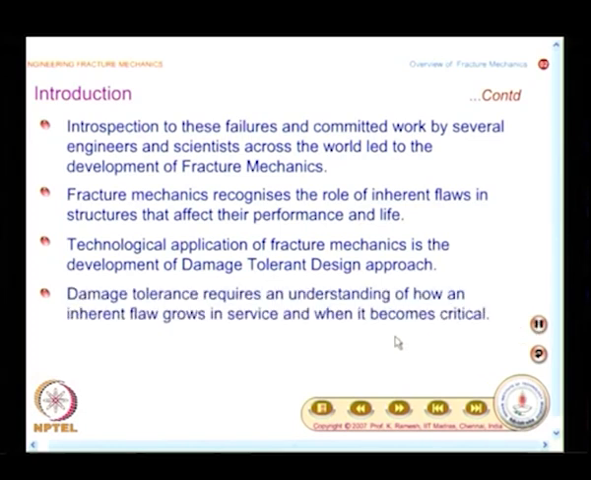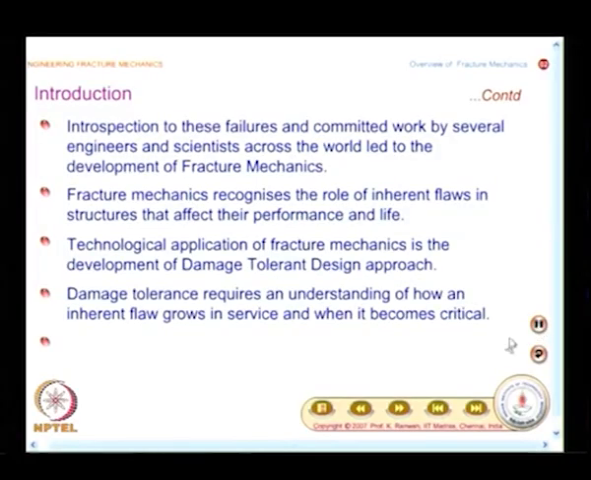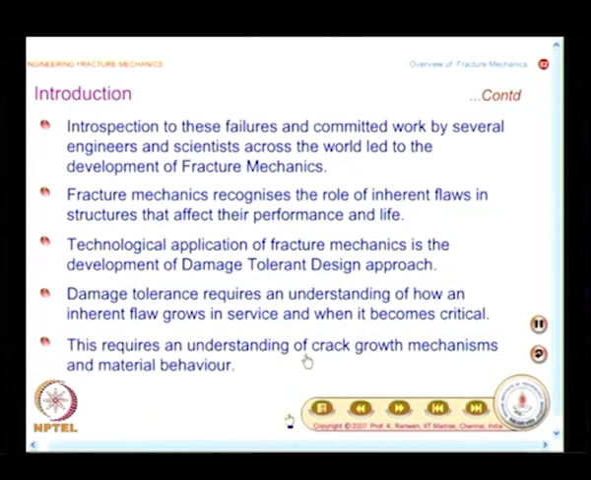So, if I have to have damage tolerance, it requires an understanding of how an inherent flaw grows in service and when does it become critical. So, you need to collect a lot more data, you need to have a better understanding of how the crack will grow in service and at what periodicity you have to go and inspect. You have to collect this kind of data before you embark on the damage tolerant design approach. And obviously, this requires an understanding of crack growth mechanisms and material behavior.